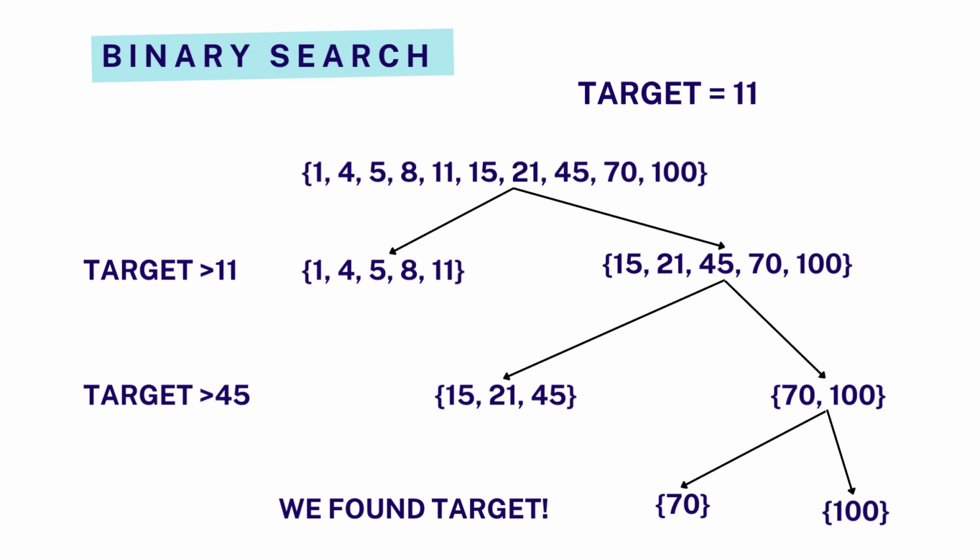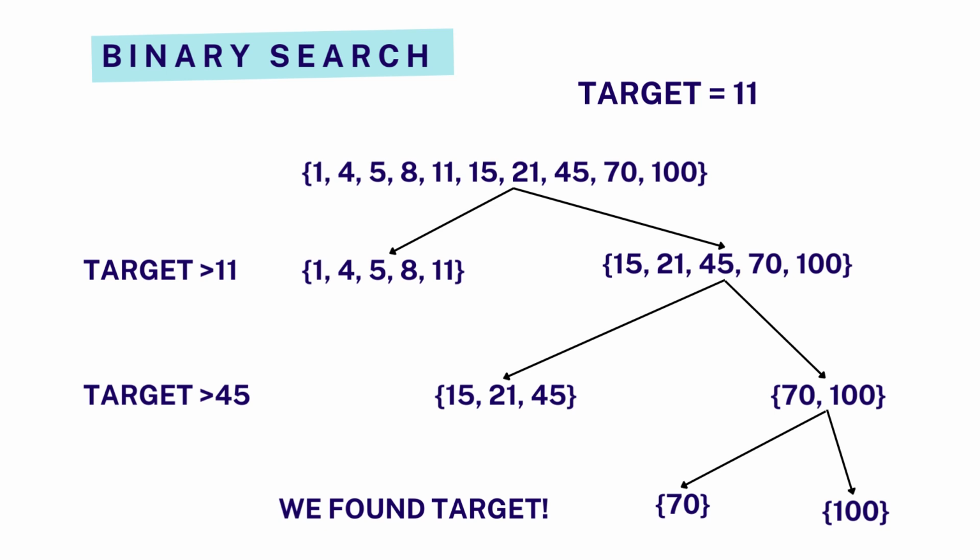Then we compare the target with the last element in the first list. The last element in the first list is 11, and the target 70 is greater than 11, so we ignore the first list and go to the second list. In the second list, we just split it into two again.